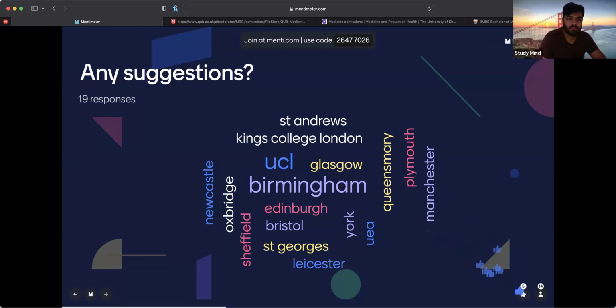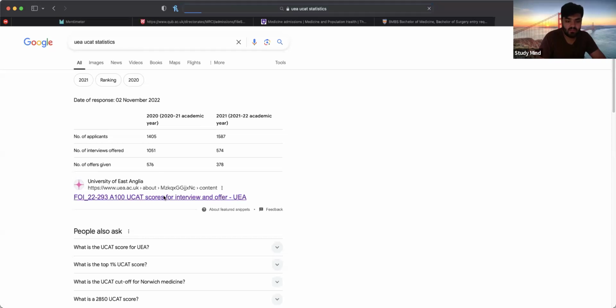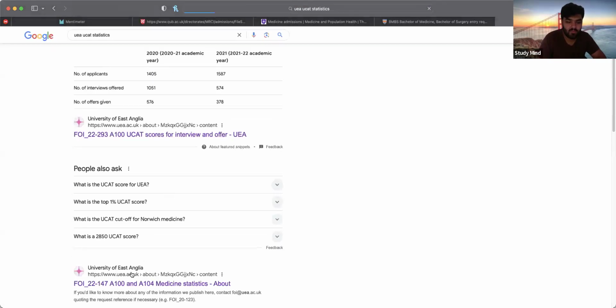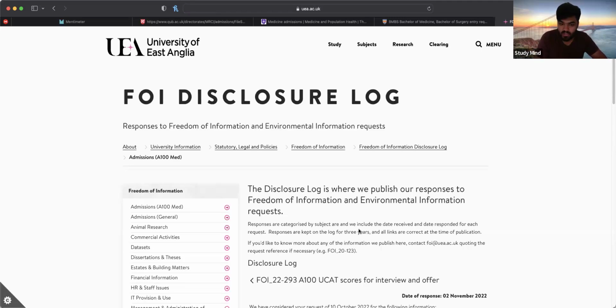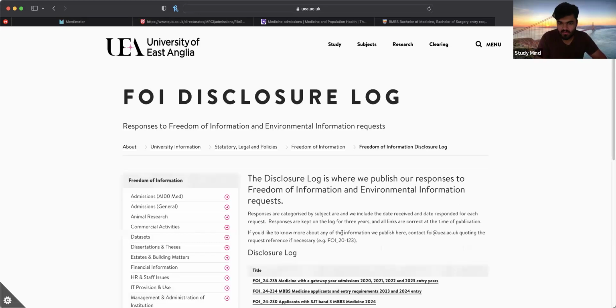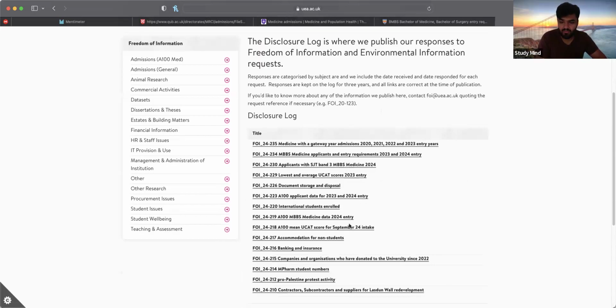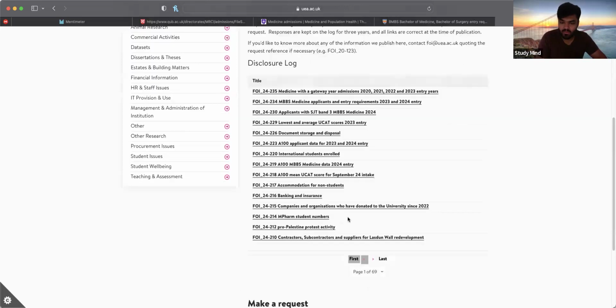So you can just put in UEA UCAT statistics. The first thing that comes up for me is this. They have a very nice web page for this, called the Freedom of Information Disclosure Log. You can make requests yourself. If you're currently a year before applying, or you're a grad and you're not applying for this admissions entry, you can make these requests. They don't come back straight away. You can email them, but it does take some time, so don't rely on this. Very nicely, people have put a lot of requests through in the past.